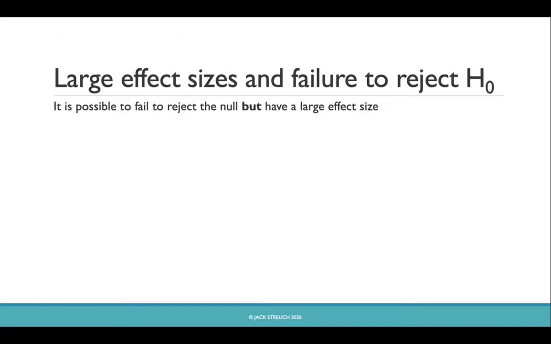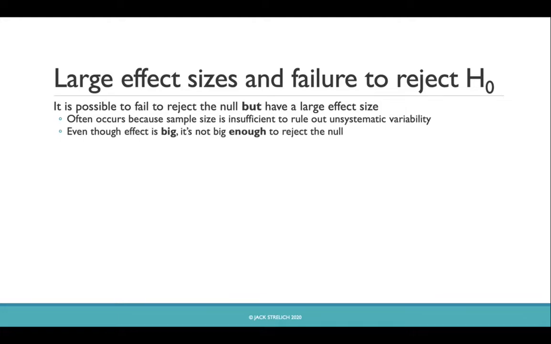I want to take a moment to discuss a particular corner case that a lot of students find confusing. I want you to know that it is possible to fail to reject the null, but have a large effect size. This often occurs because the sample size is insufficient to rule out unsystematic variability. So in other words, even though the effect is big, it's not big enough to reject the null given our sample size. Remember that sample size is an estimate of the true effect size.